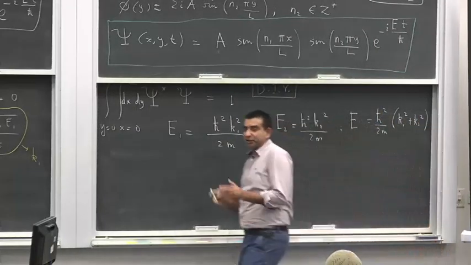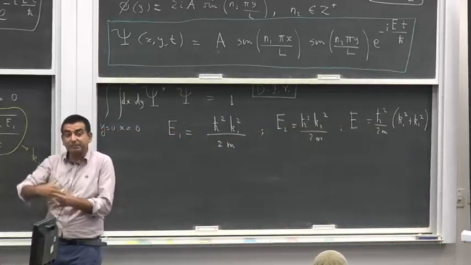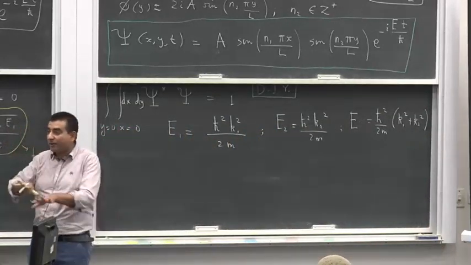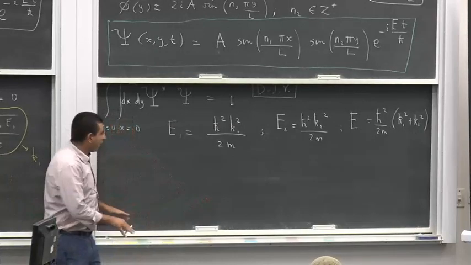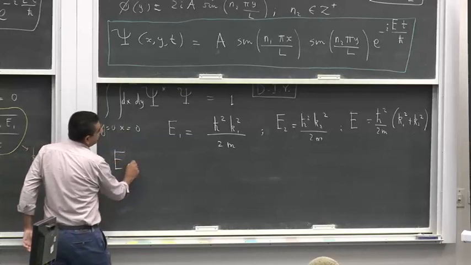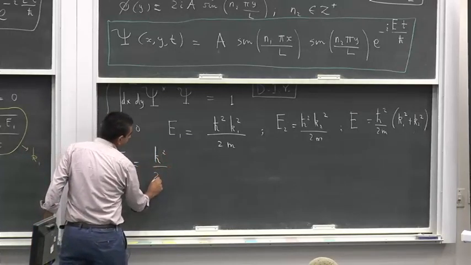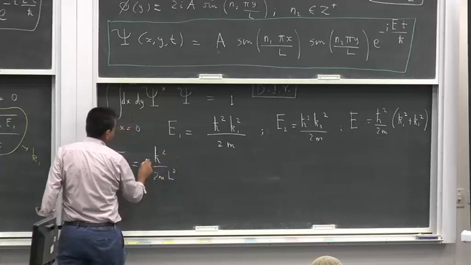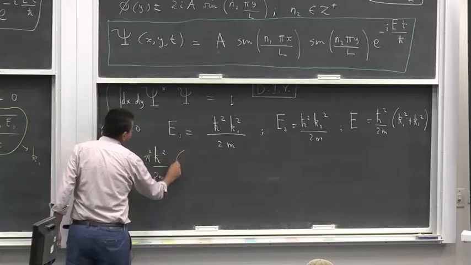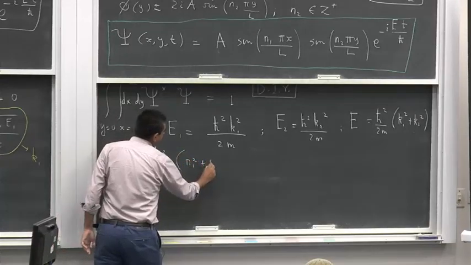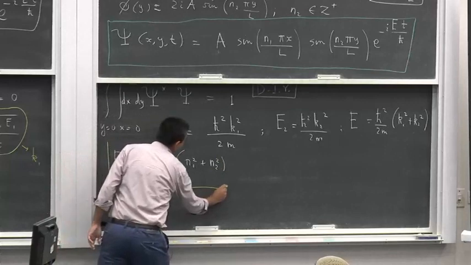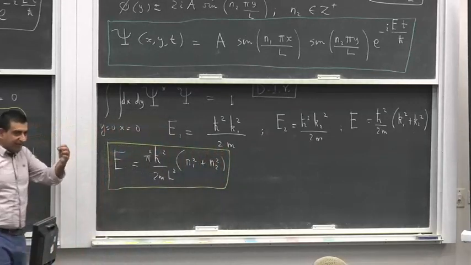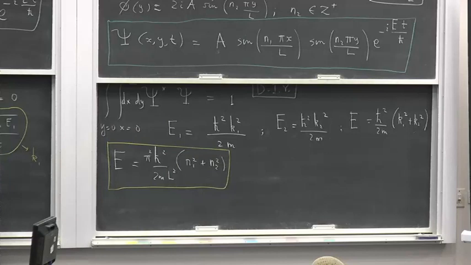So the total energy of the particle inside this bound system, which has been confined from all the four directions in a 2D carpet, is going to be confined, and the energy turns out to be h bar square over 2m L square, pi square, n1 square plus n2 square. This is the energy of a particle inside a 2D infinite well, and it's quantized.